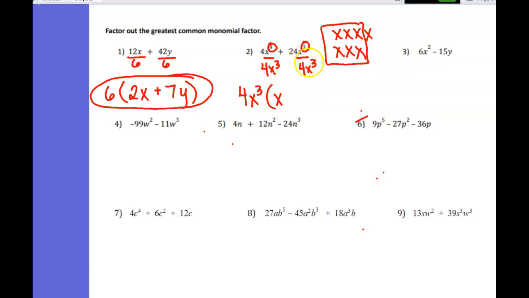And then 24x to the third divided by 4x to the third would be 6. So there's my answer there. All right, number 3. Okay, with number 3, we've got 6 and a negative 15.